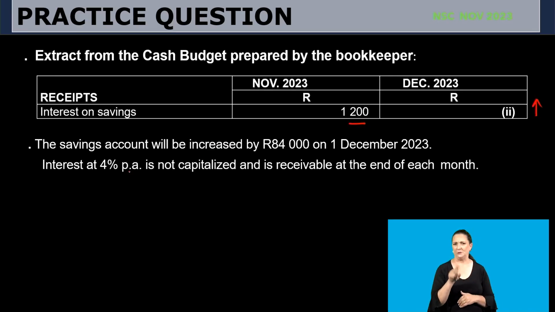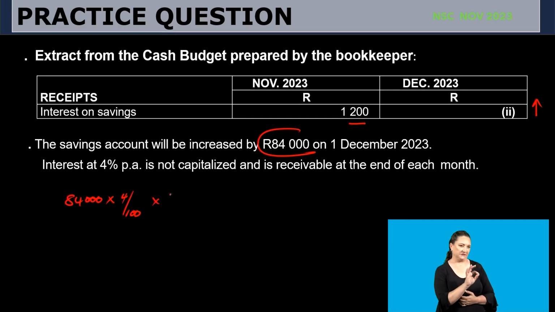And then interest at 4% per annum is not capitalized and is receivable at the end of each month. So it simply means my interest here is going to increase by the interest that we are going to get from this new amount. So if I can know how much interest I'm going to get from this new amount, okay, 4%, and I know this is monthly by 1/12. And then once I do that, my interest here is 280 rands.